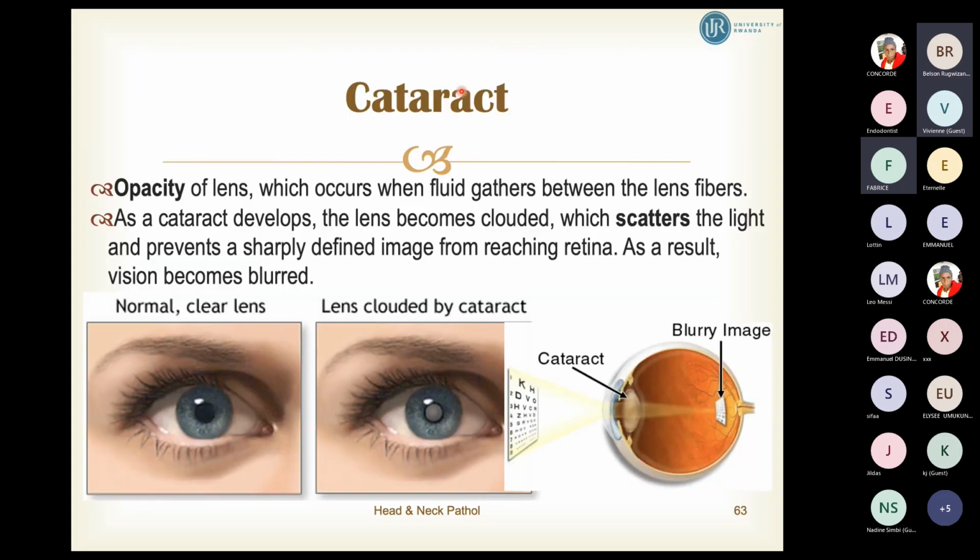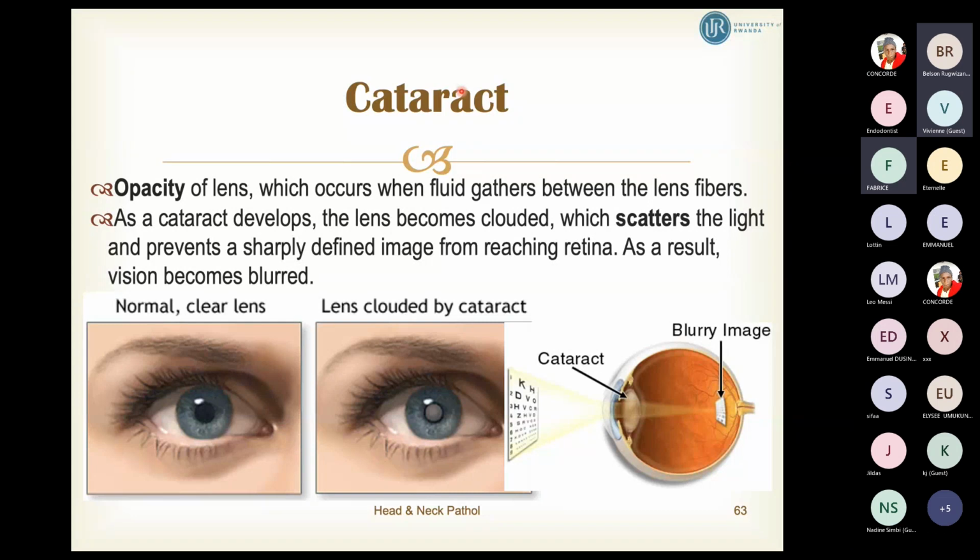So we started to look at the few diseases we selected, the most common ones in our context. What we discuss here is cataract, glaucoma, and retinoblastoma. Retinoblastoma is a cancer, and the others are lesions which are not neoplastic.